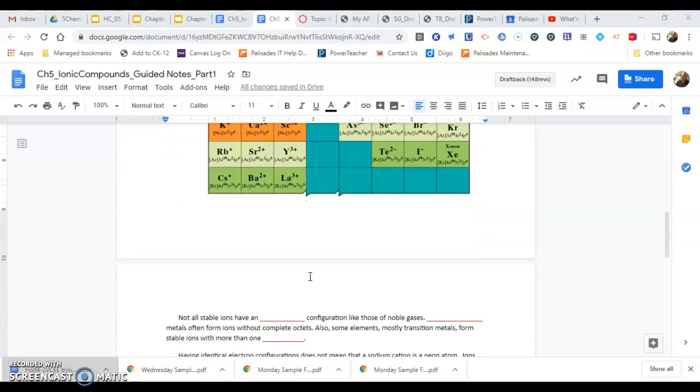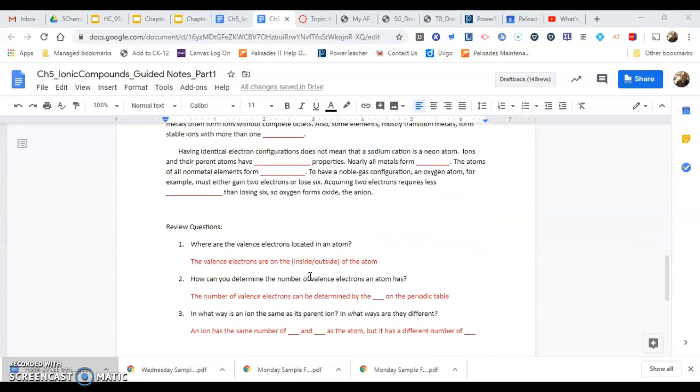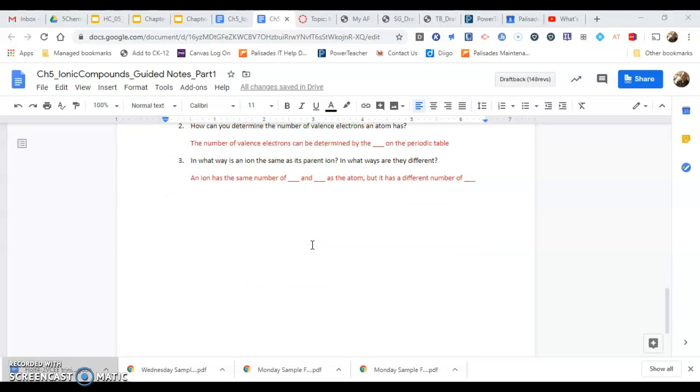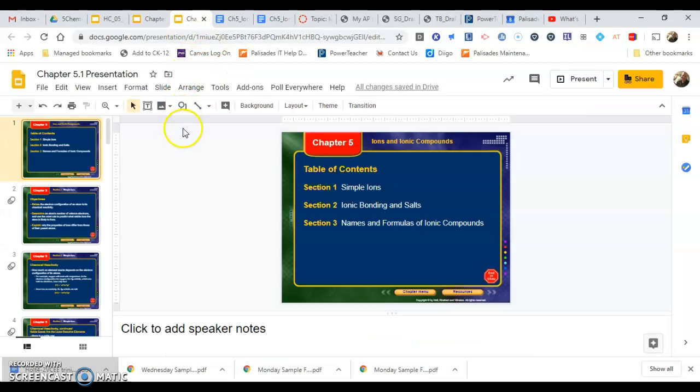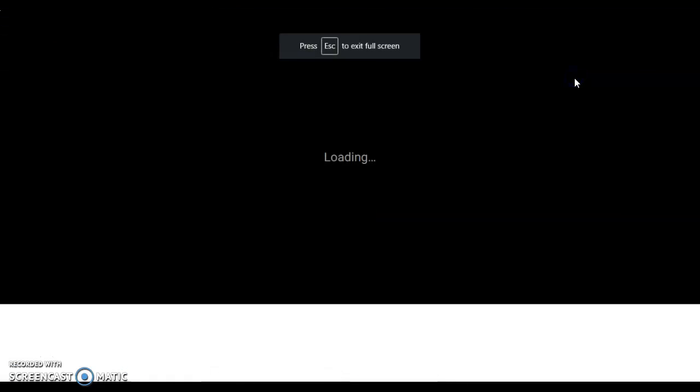You can fill in these blanks with the notes themselves, with just the presentation, or you can follow along with this slideshow, and I'll show you where all the blanks are. So here's our slideshow. So we're going to present this.